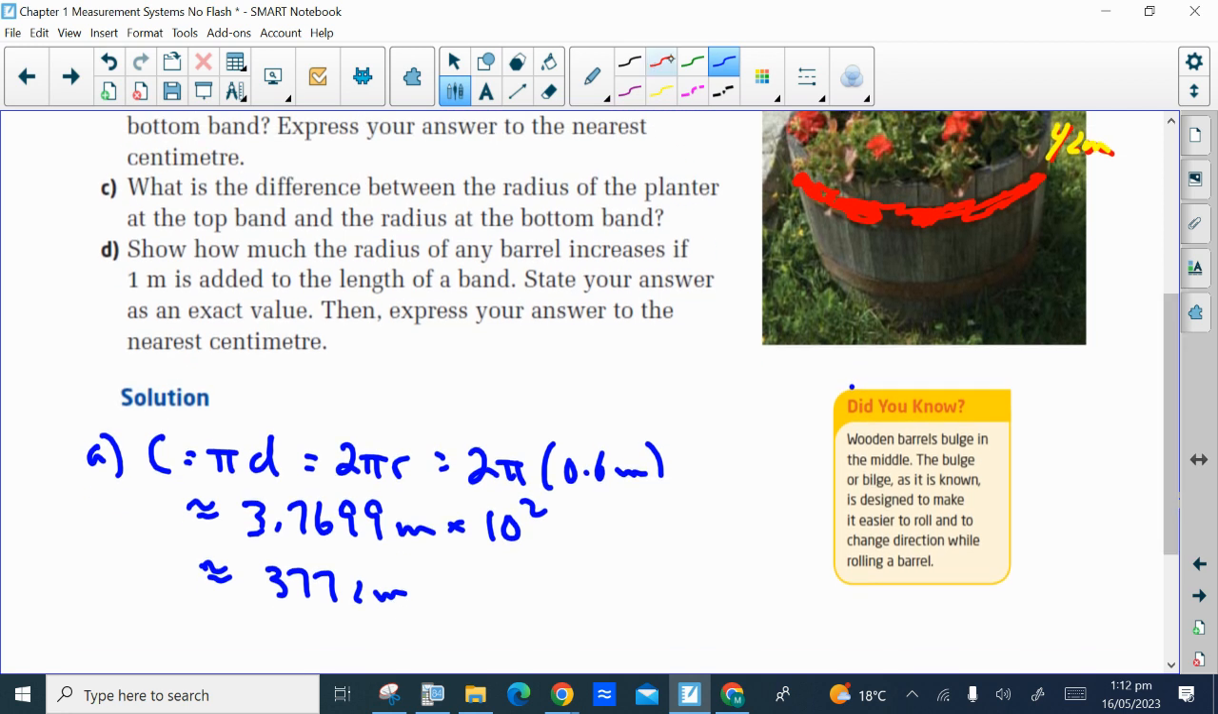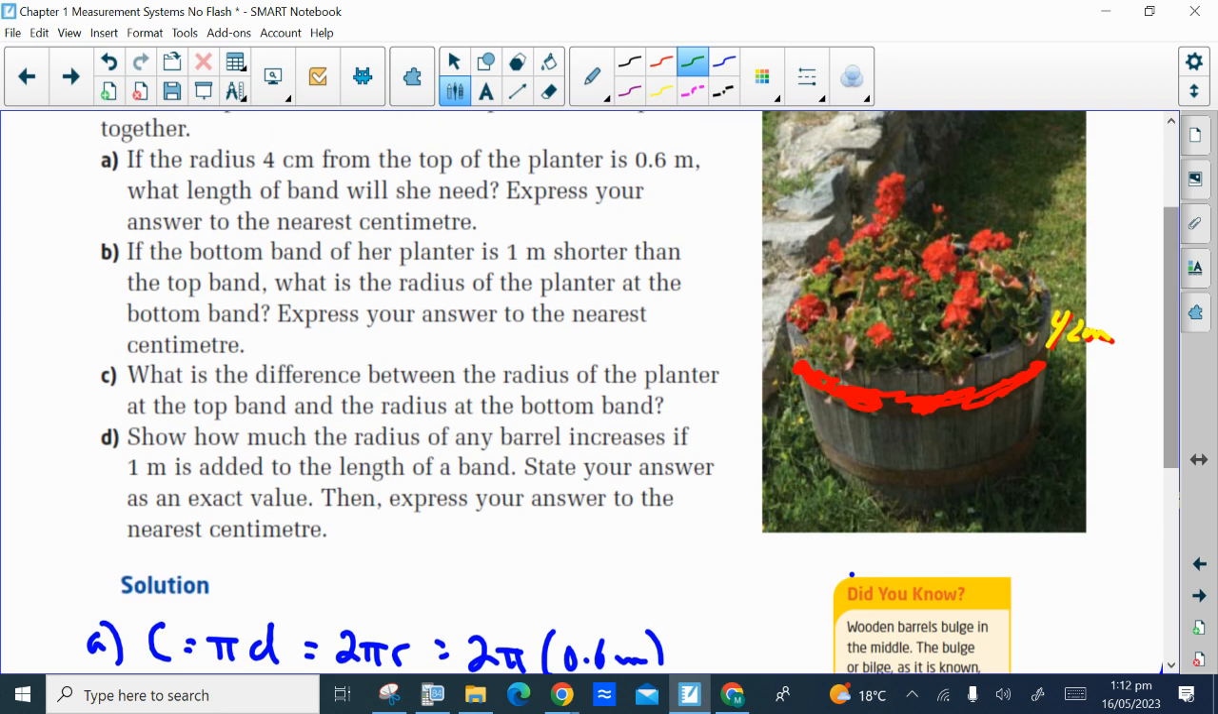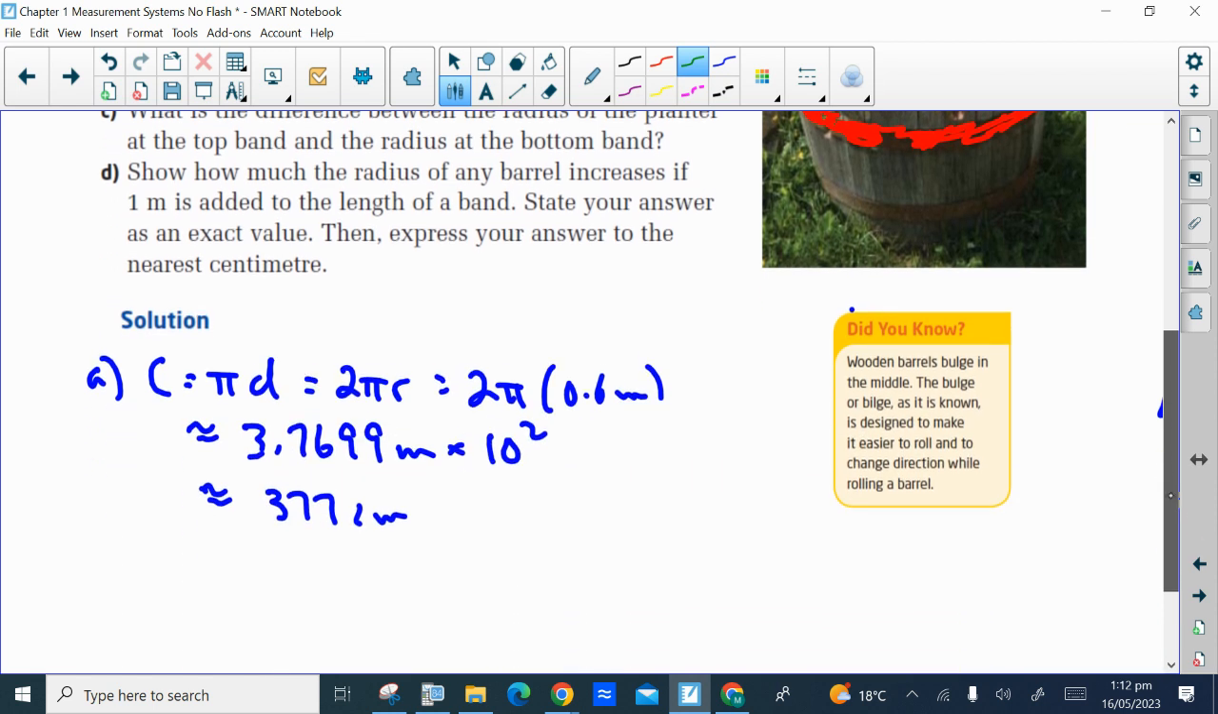Okay, so there's part A. Part B. If the bottom band of our planter is 1 meter shorter than the top band, what is the radius of the planter at the bottom? So that bottom band is 1 meter shorter. Its circumference is 1 meter shorter.